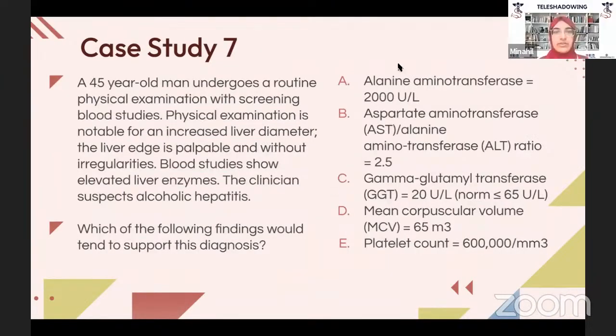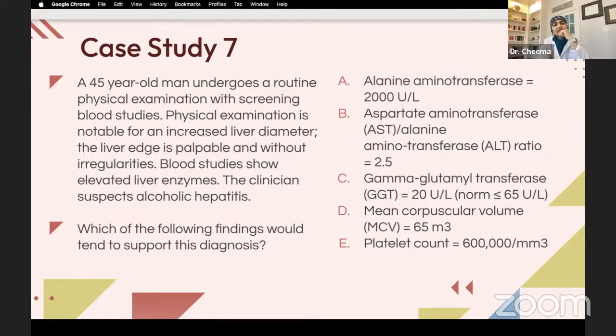Case study 7. A 45-year-old man undergoes a routine physical examination with screening blood studies. Physical examination is notable for an increased liver diameter. The liver edge is palpable and without irregularities. Blood studies show elevated liver enzymes. The clinician suspects alcoholic hepatitis. Which of the following findings would tend to support this diagnosis? Alanine aminotransferase equals 2000, aspartate aminotransferase, or AST over ALT ratio equals 2.5, GGT equals 20, MCV 65, or platelet count 600,000. Good, very good.